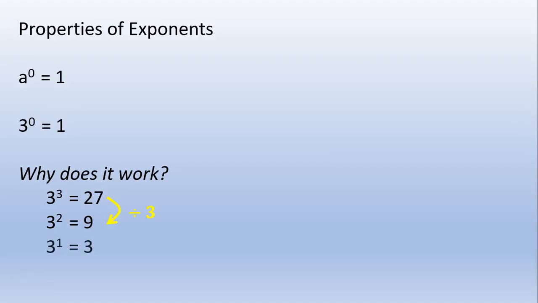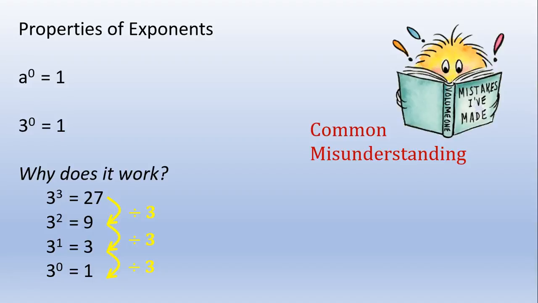So if we decrease the exponent, 3 to the 1st, that would have to equal 3 because we could continue the pattern and divide by 3. So now we get to 3 to the 0. Well, 3 to the 0 has to be 1 because if we continue the pattern, 3 divided by 3 is 1. The most common misunderstanding with this property is thinking that anything to the 0 power is 0. We know that's not true. 8 to the 0 power would have to be 1.